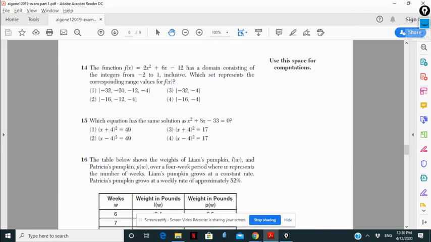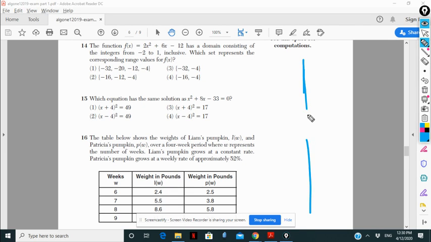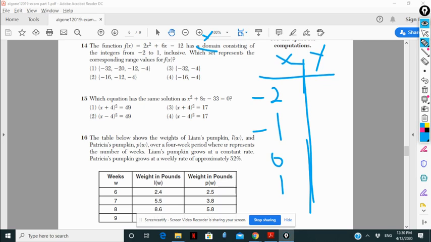Question number 14. They're giving me the function 2x squared plus 6x minus 12, which has a domain that consists of integers from negative 2 to 1. So what I have here is the x values. The domain is the x values. So I have the integers negative 2, negative 1, 0, and 1.